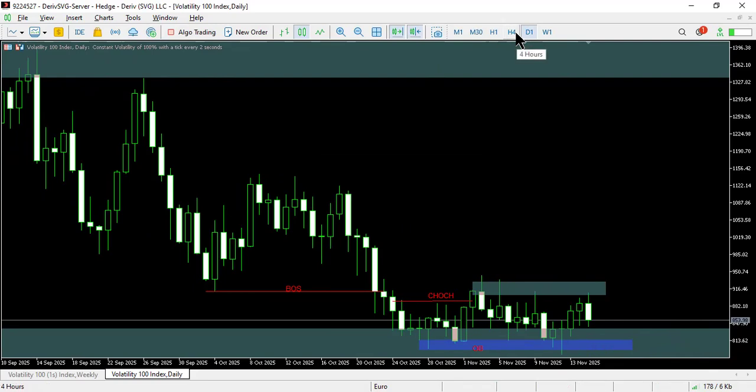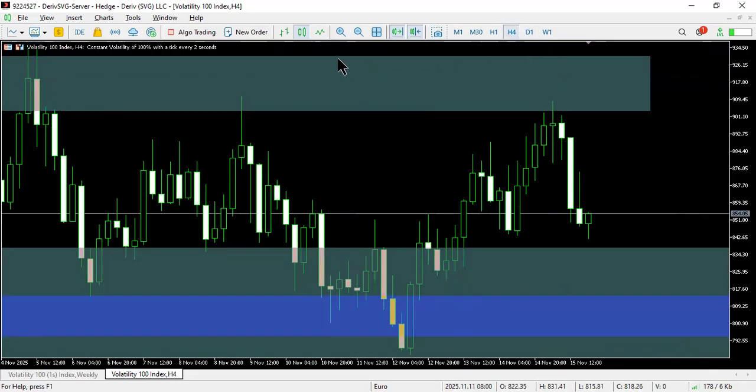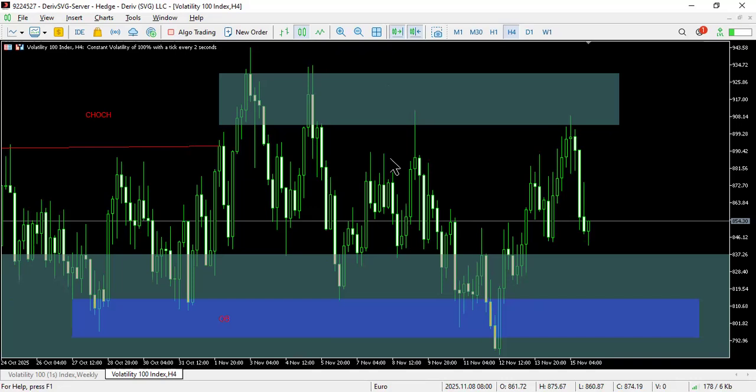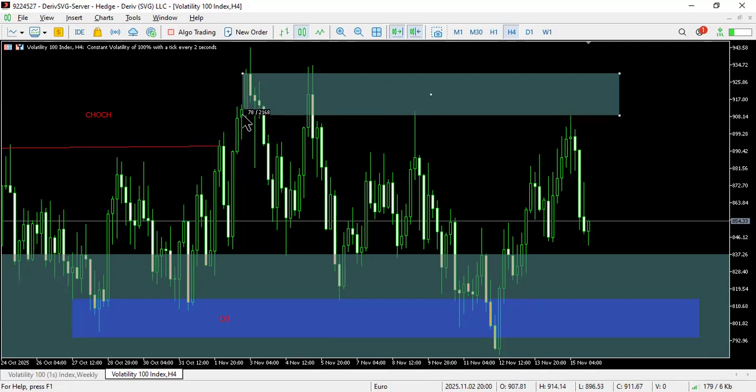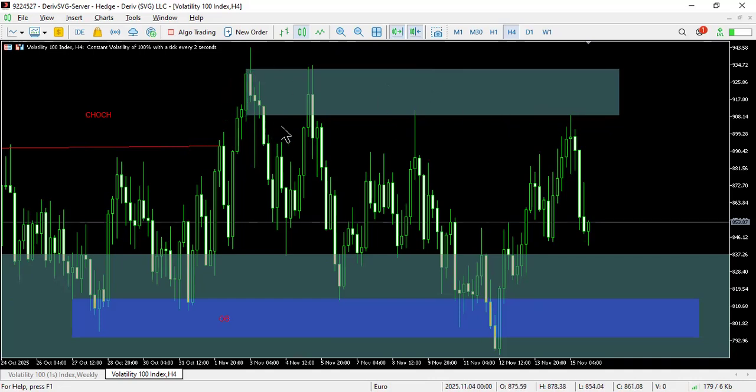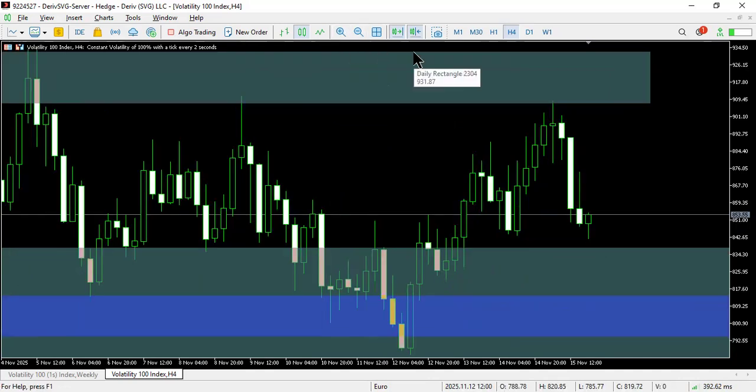So if we go to the 4 hours, we can adjust our resistance. We can see price has been failing to break this resistance for the fourth time. So price is currently moving from the resistance headed to the supply. So this is pretty much it from the 4 hour time frame.